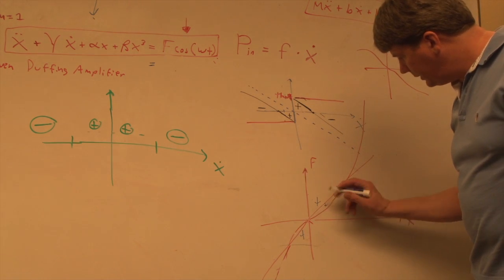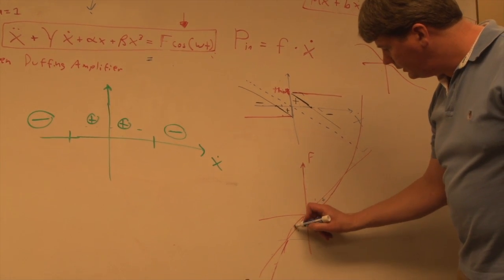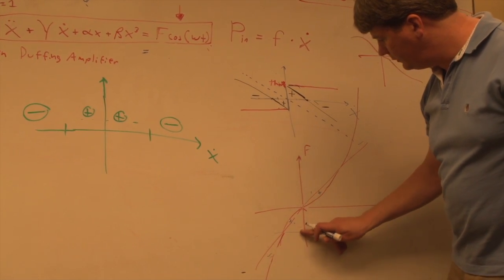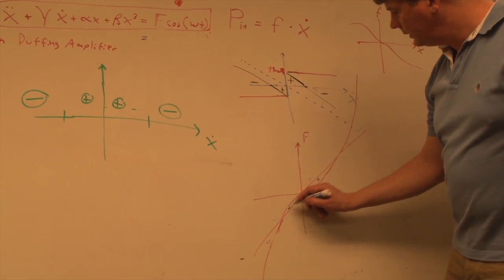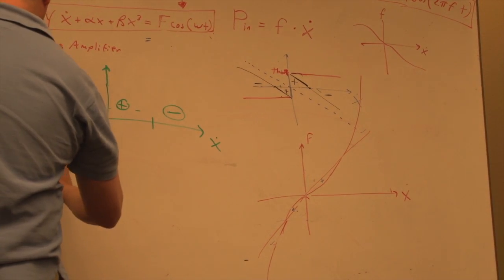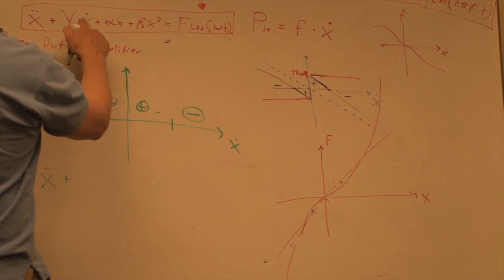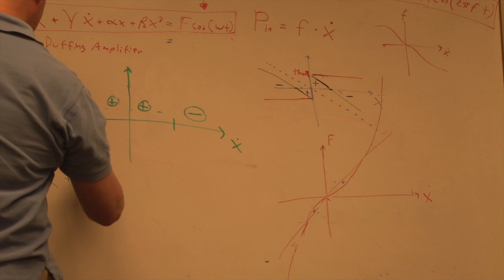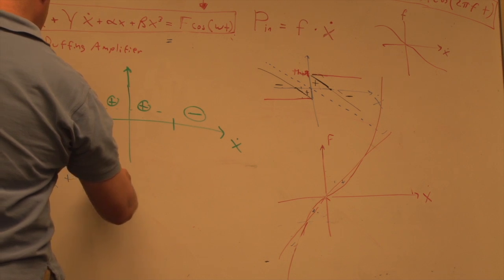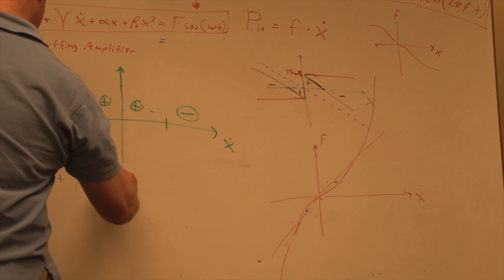And here you'd be doing your positive work. Now here you'd be doing negative. Here you'd be doing positive, and here you'd be doing negative. Okay. So the equations for that would be, you have unit mass x double dot, but instead of linear damping, you had some gamma x dot times x dot.